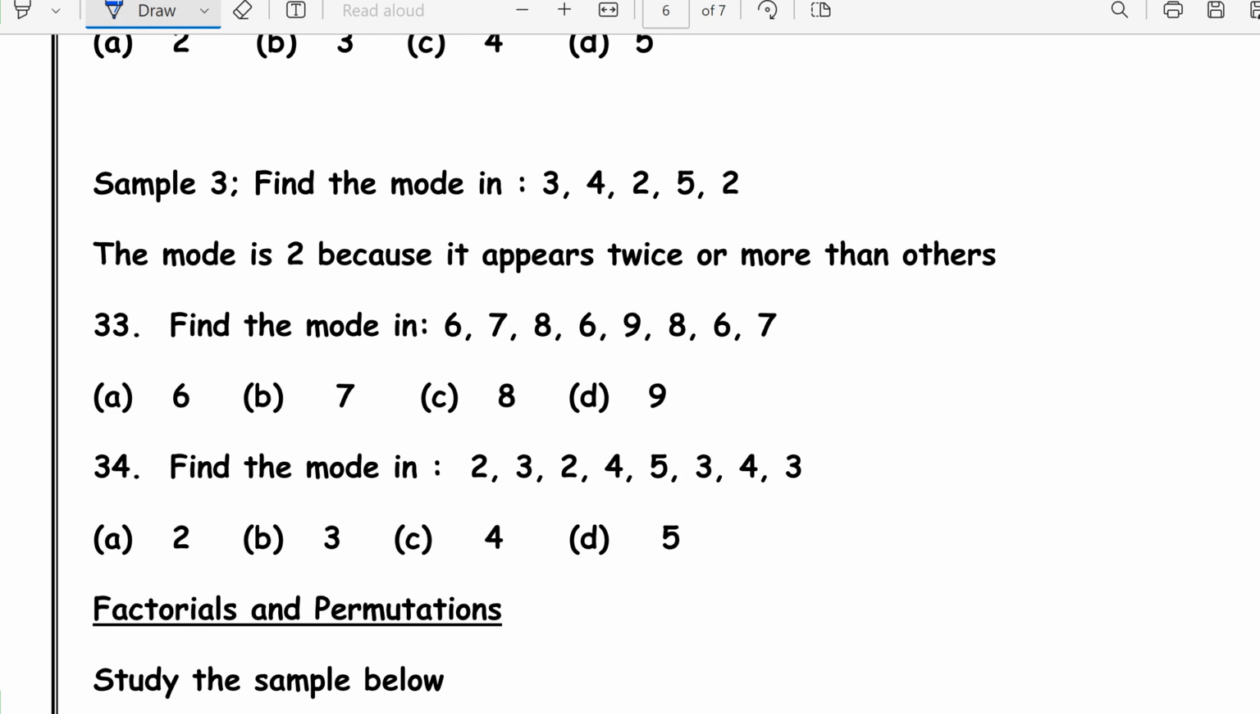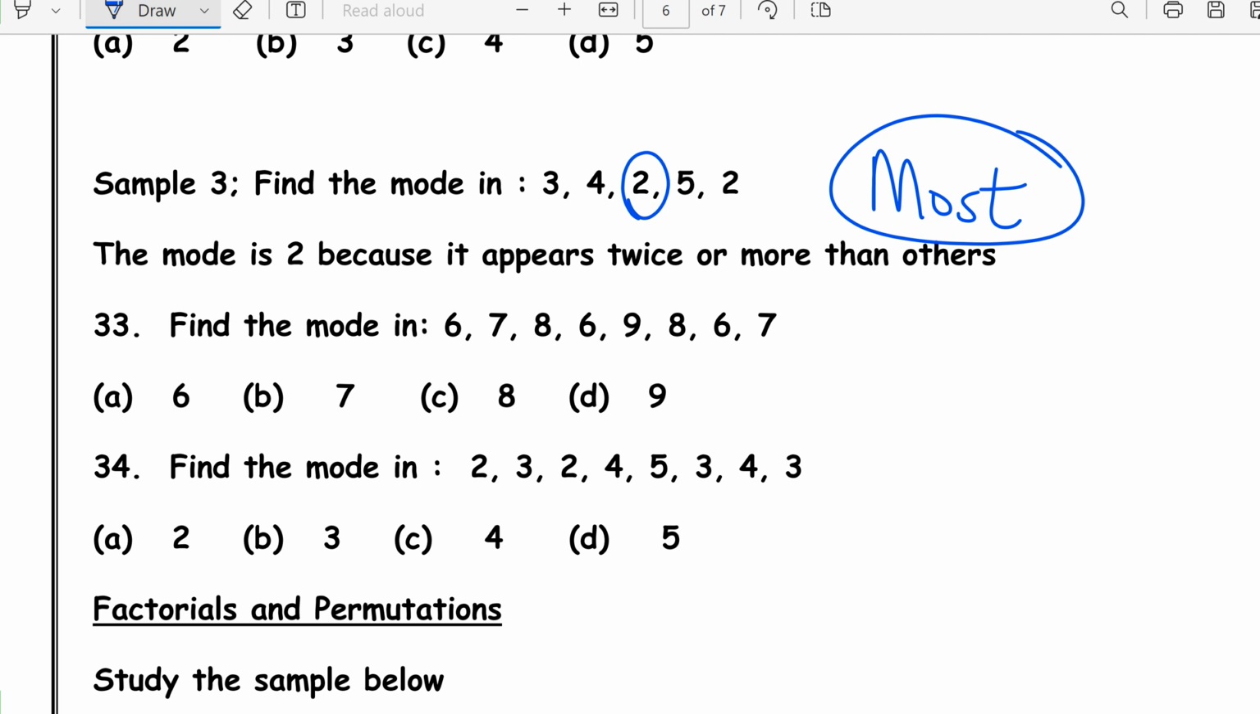For mode, it is the number that appears the most. The number that appears the highest number of times is another way to put it. The answer that appears the most. So in this sample, you see that 2 appears twice, so you pick it.